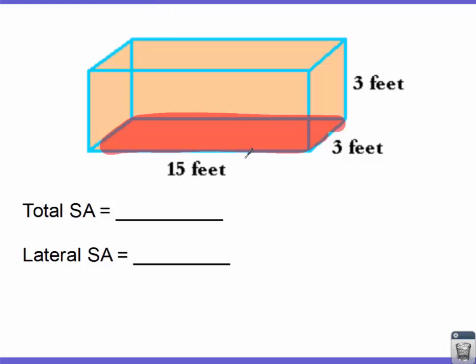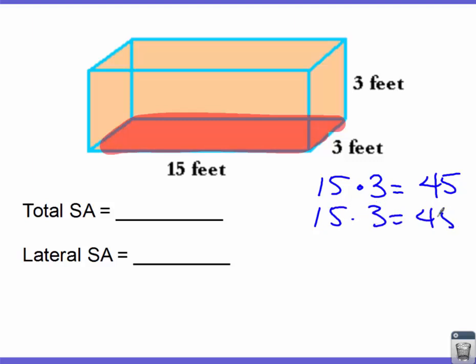Well, that rectangle is a 15 by 3. So I do 15 by 3, and I find its area. The area of that one is 45. I know that this top area up here is going to be the same thing, so I can write down another 15 by 3 for another 45.